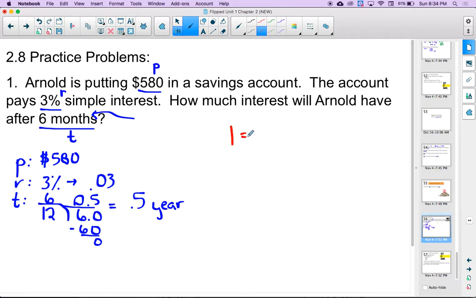The formula is I equals PRT. You know I'm going to make you write that formula down. The more you write it, the more you remember it. I equals PRT. We are solving for the I, so we're going to leave that our variable. P is 580. The rate is 3/100ths. And the time is 5/10ths.